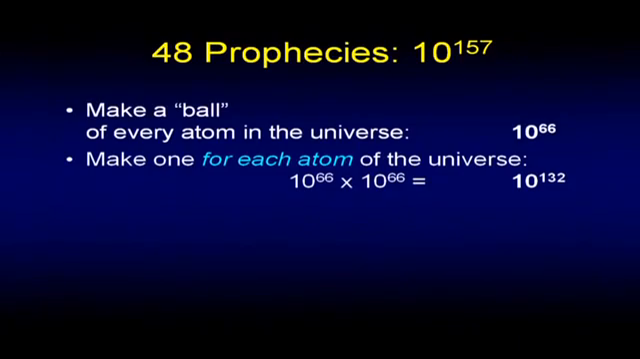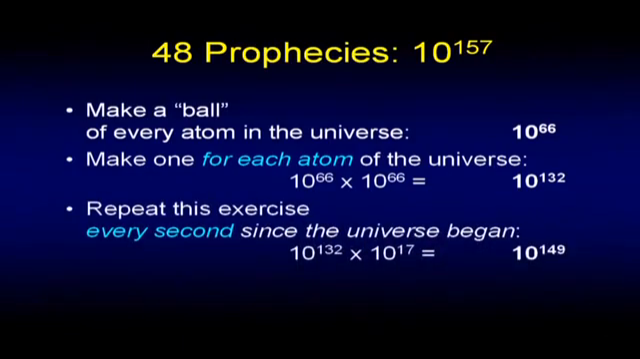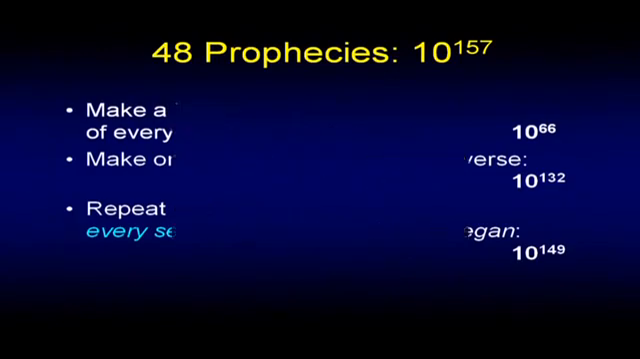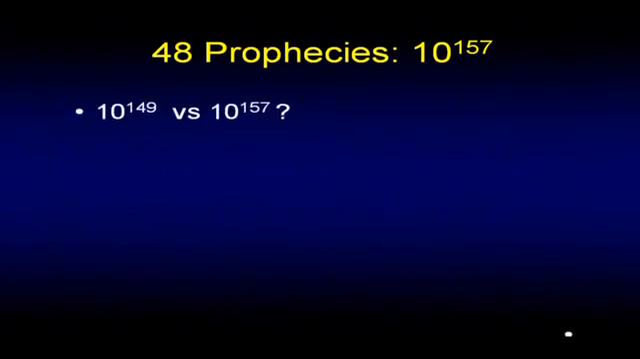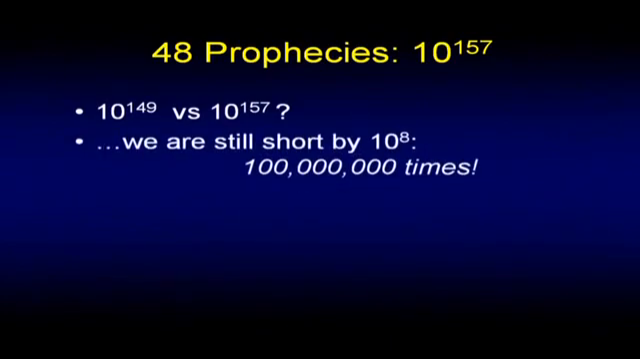So I've got to do this silly imaginary thing every second since the universe began, assuming it was about 15 billion years ago. That turns out to be 10 to the 17th seconds. So I multiply 10 to the 132nd by 10 to the 17th. I'm now at 10 to the 149th. I'm still not at 10 to the 157th. I'm still short by 100 million times. So that's as large a concept as you and I can get our minds around.